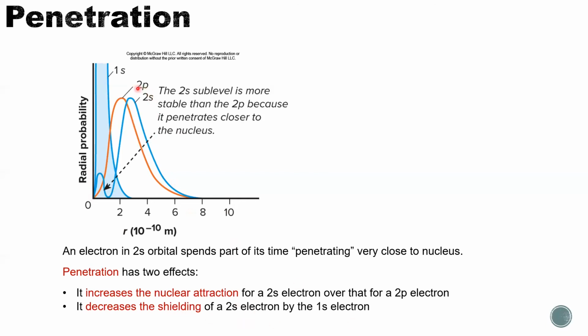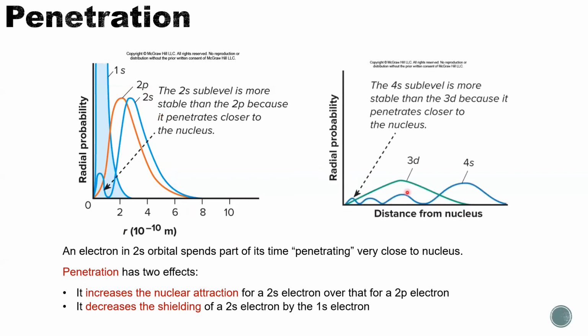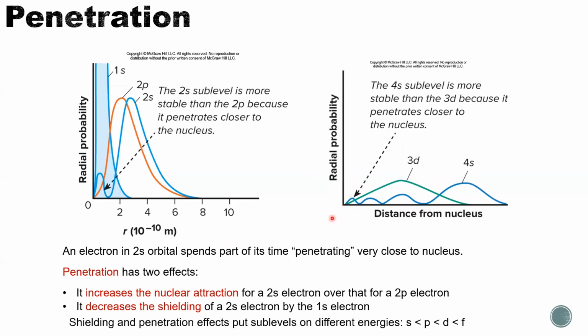It not only happens with 2s and 2p, and here another example shows the 3d and 4s. For the 4s orbital, you can see here there are 3 nodes. And again, the first peak of the 4s orbital penetrates really close to the nucleus, through the 3d orbitals. So still here, you can see the penetration effect. All of the concepts we talked about in this video, shielding, penetration, the effective nuclear charge, all together contribute to the different energies of sublevels.